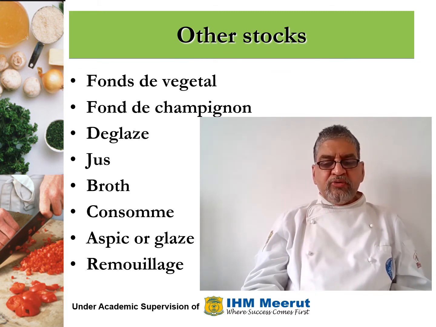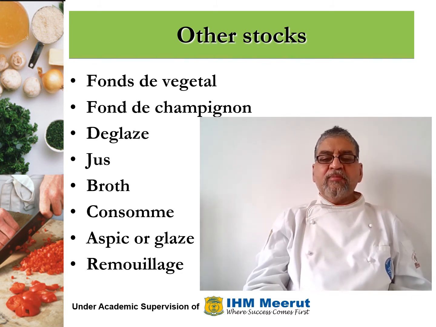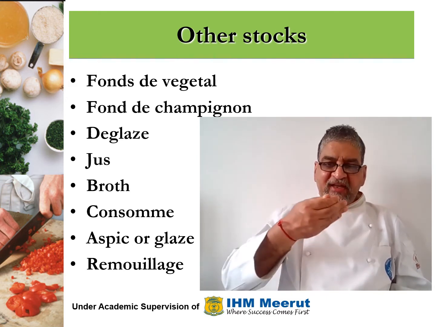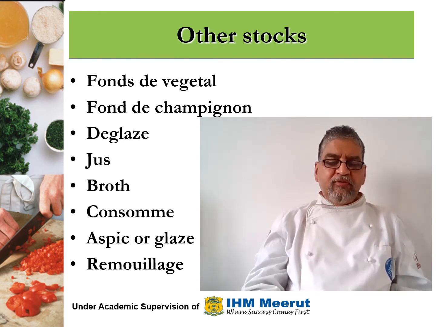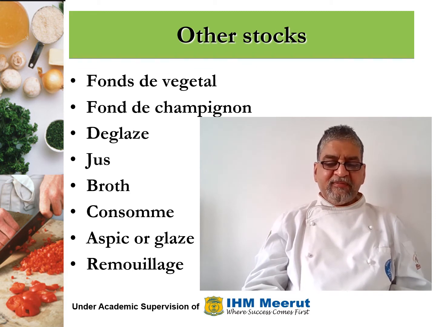Jus. The juice of roasting or grilling meats or the liquid obtained from deglazing is used to moisten the foods it is obtained from. So jus is the juice of the foods which are cooking, roasting, or grilling, and then the juice is collected and spooned over the food at the time of service. A deglaze may be jus or jus may be deglaze.